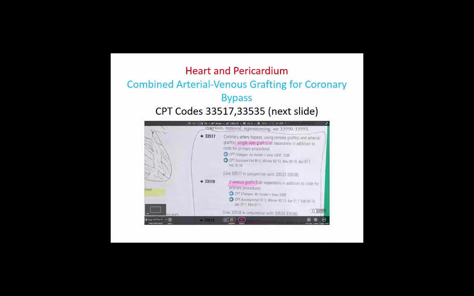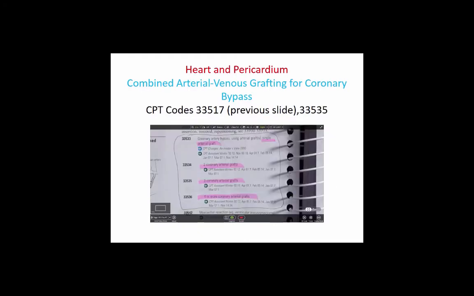And here's the first of those 2 codes, 33517, and you see I have it circled in a family of codes, and only 2 codes in my family are showing. We are choosing the single vein graft, 33517, for the first code, and our second code, 33535, for 3 coronary arterial grafts.